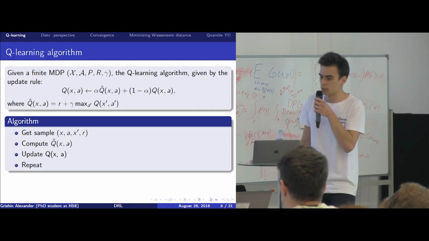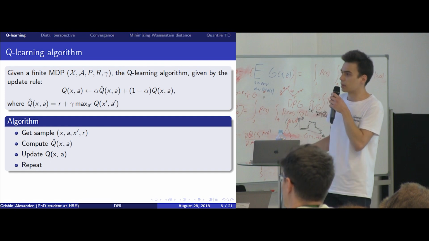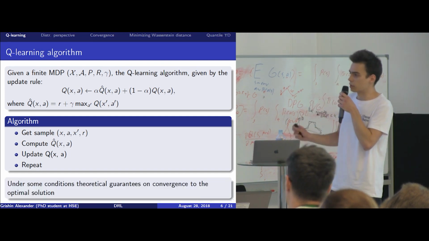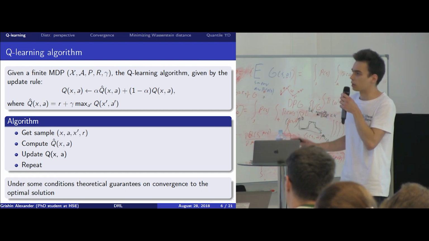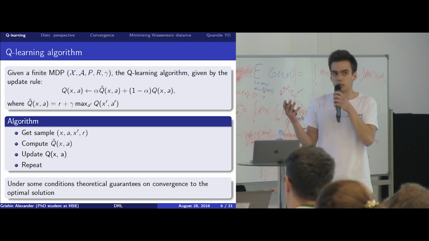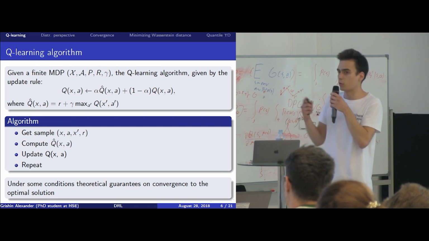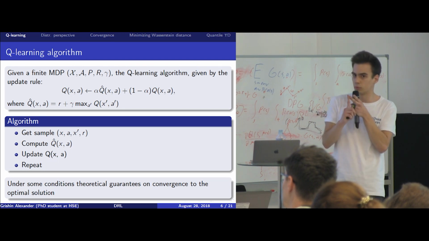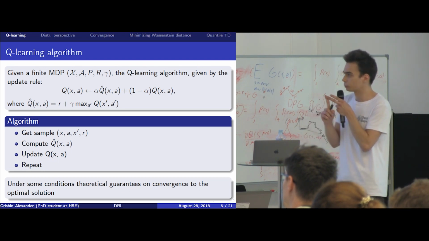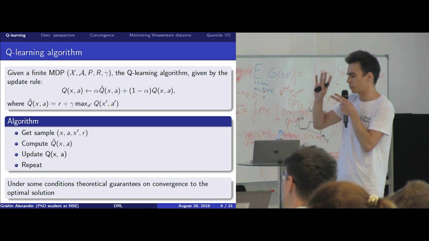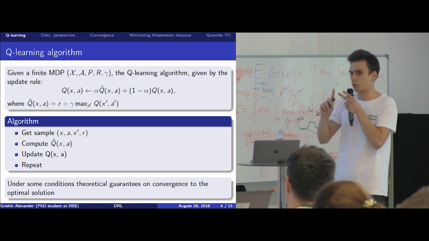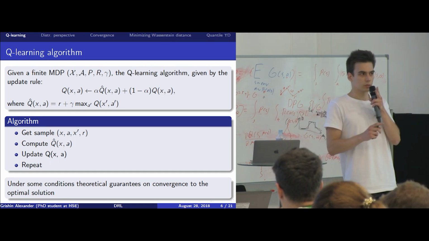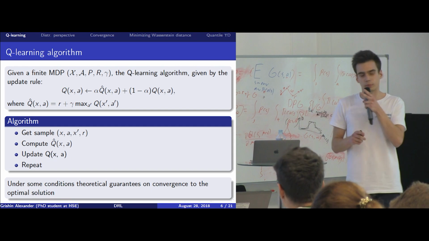Why is it such an important method? The answer is pretty simple. Under some pretty simple conditions, there are theoretical guarantees, firstly of convergence, and secondly of convergence to the optimal solution in a deterministic MDP, or to the deterministic optimal solution in an MDP. Some questions, maybe? No? Okay.